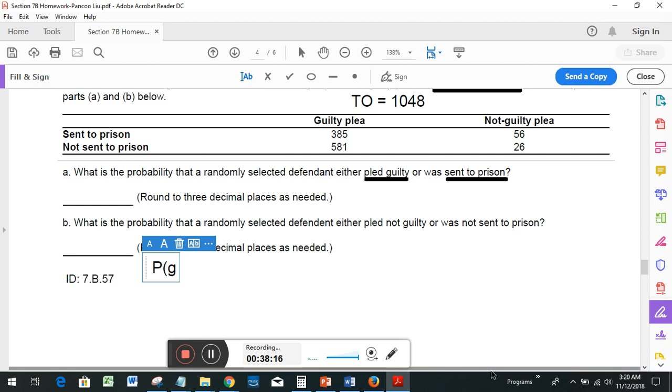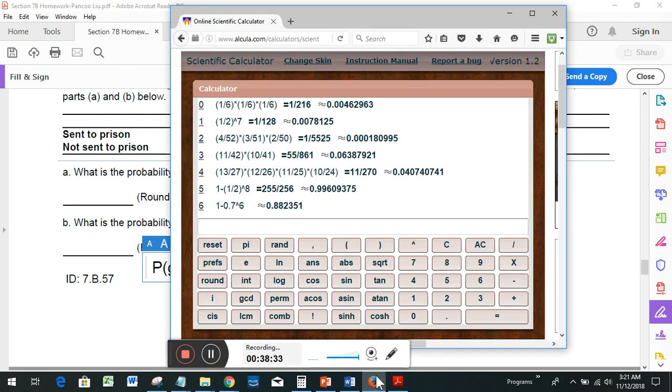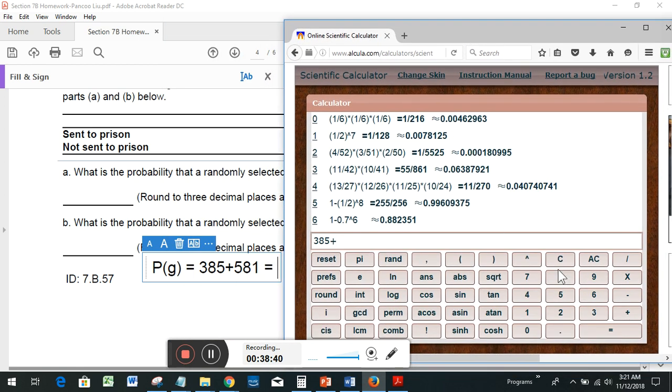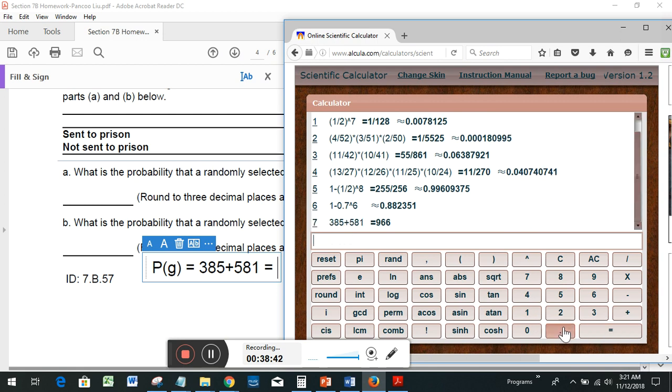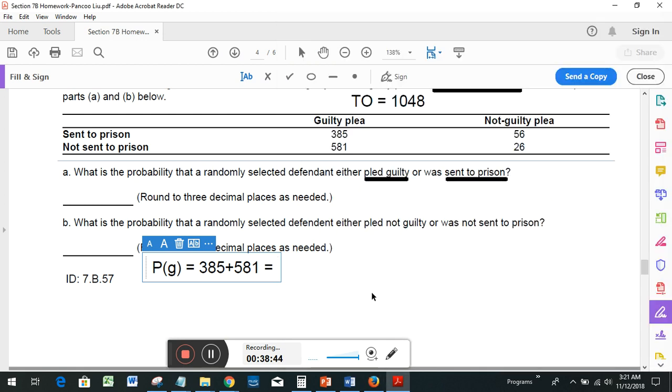So the probability of guilty. All the guilty pleas are in the columns. We have 385 plus 581, which is 966. So 966 out of 1048 cases pleaded guilty.